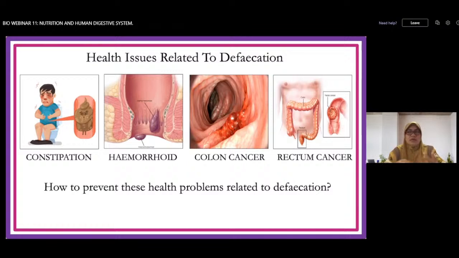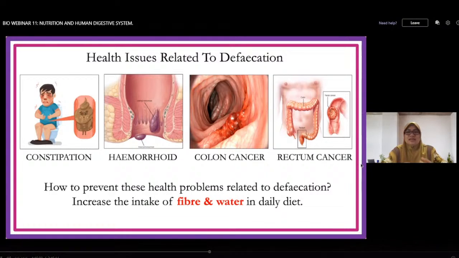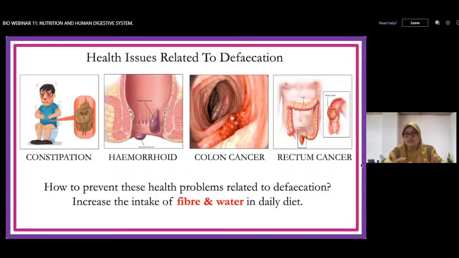Sebenarnya kita jangan biarkan mula constipation. Kita kena amalkan gaya hidup sihat, makan makanan yang disuggest tadi, suku-suku separuh, untuk dapat kesihatan lebih baik. Jangan makan lebih-lebih. Okay, how to prevent this health problem related to defecation? Increase the intake of fiber and water in daily diet. Kita kena banyak makan fiber, minum air banyak. Fiber tu macam cikgu cakap tadi, buah-buahan, sayur-sayuran.